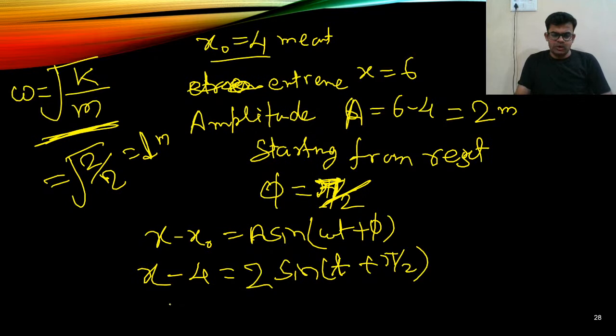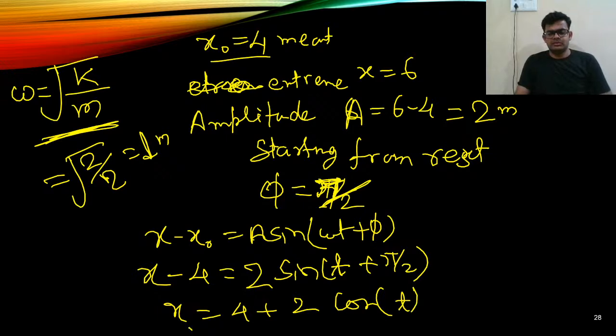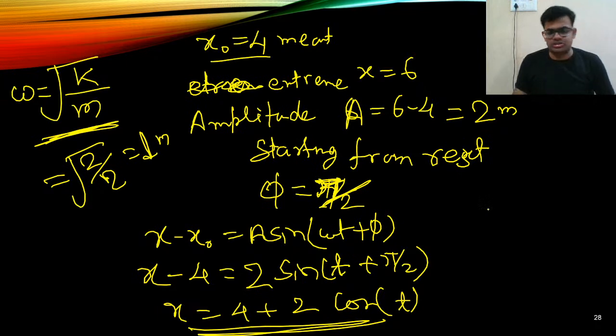Let us simplify it. What you will get? x is equal to 4 plus 2 cos t. Only t. So that's all. Because sine of pi by 2 plus t is cos t. So we got the final answer. x will be equal to 4 plus 2 cos t. This is the equation of SHM.